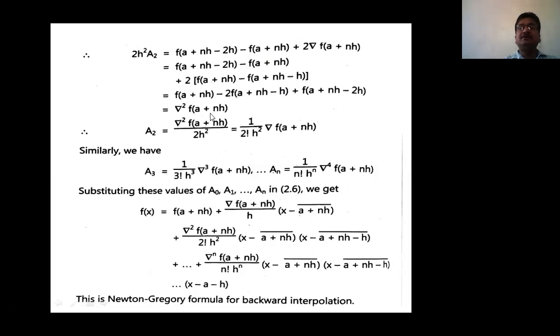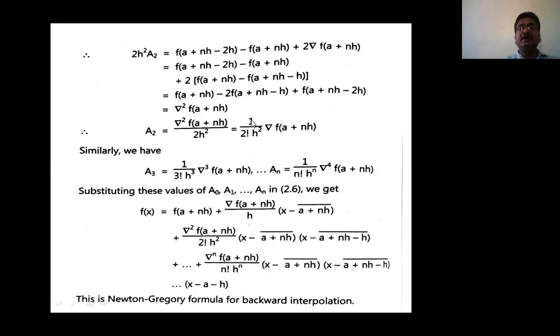So in the previous lecture, we already found this value of del square f of x. So observe that value. So this is del square f of a plus nh. And then a2 is what? Del square f of a plus nh divided by 2h square. Write this 2h square as 2 factorial into h square.